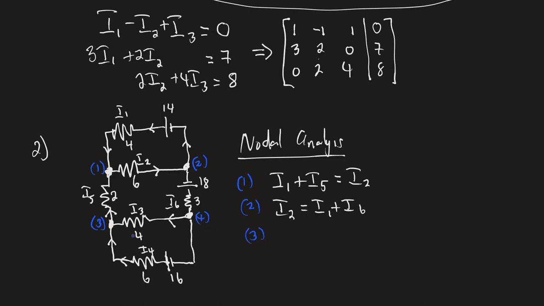So at node 3, we have I5 going out, and actually no, I have something wrong. Let me fix this.